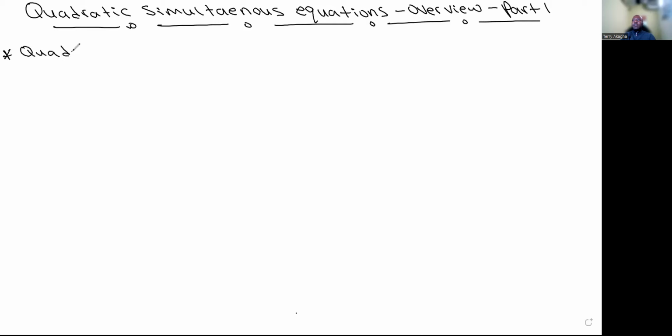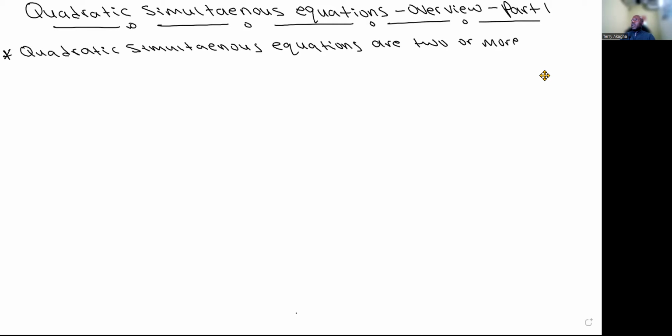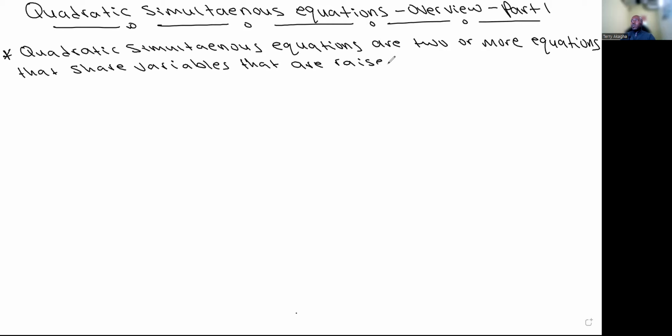So when we say quadratic simultaneous equation, there are two or more equations that share variables that are raised to the power of 2.